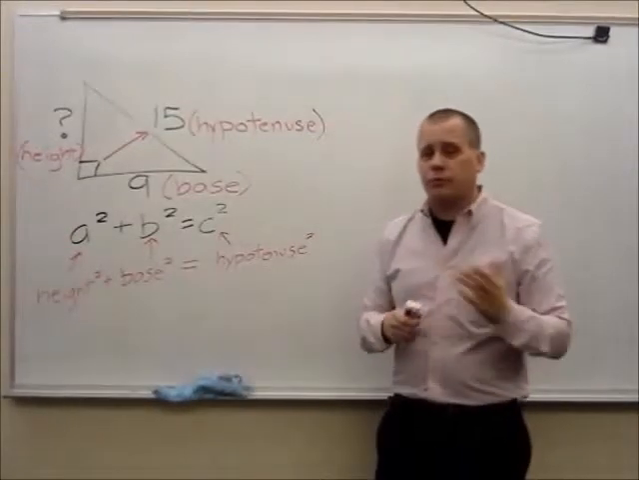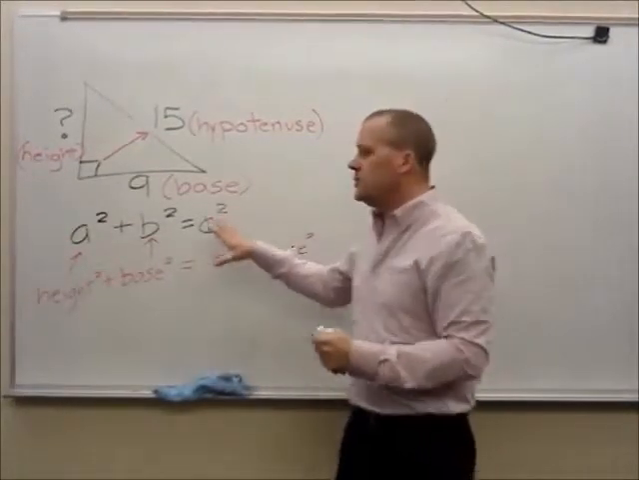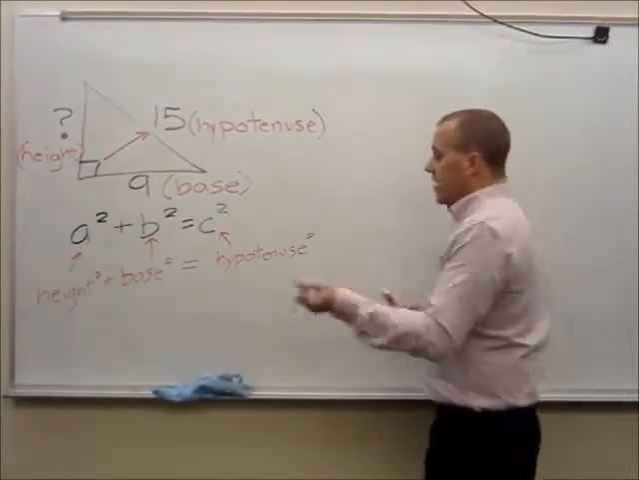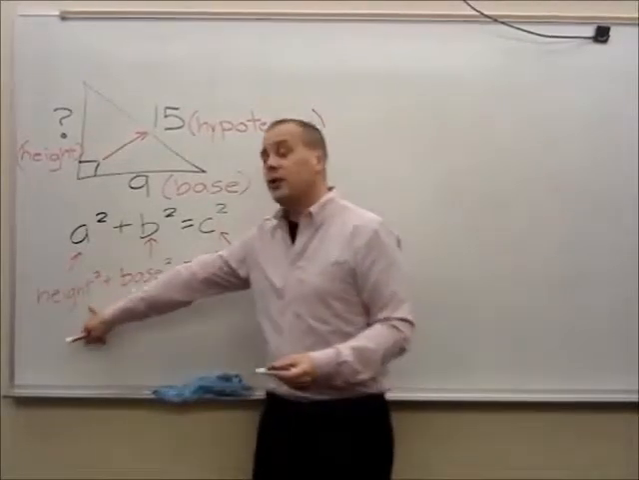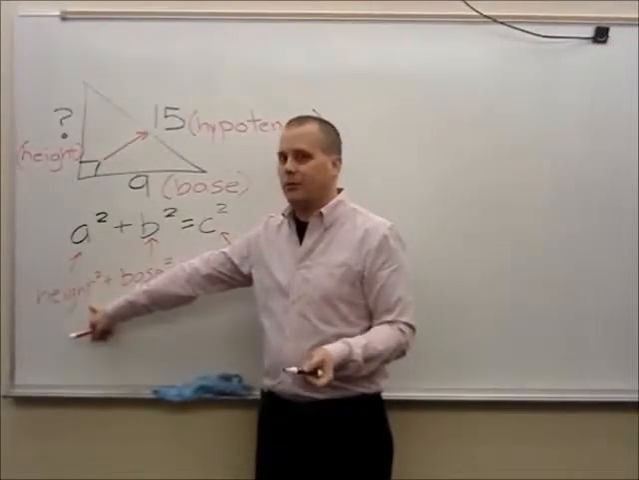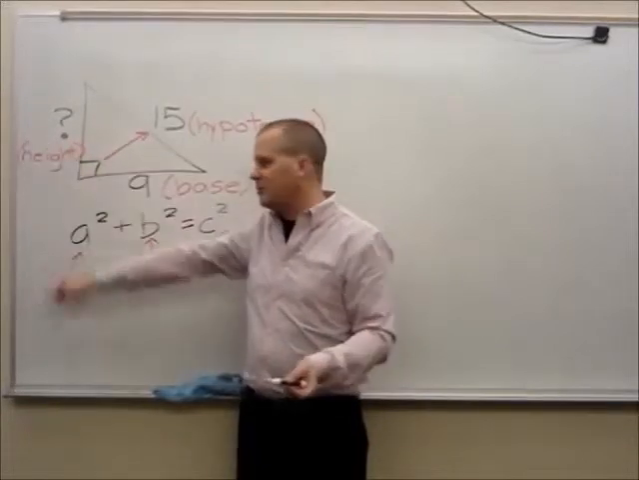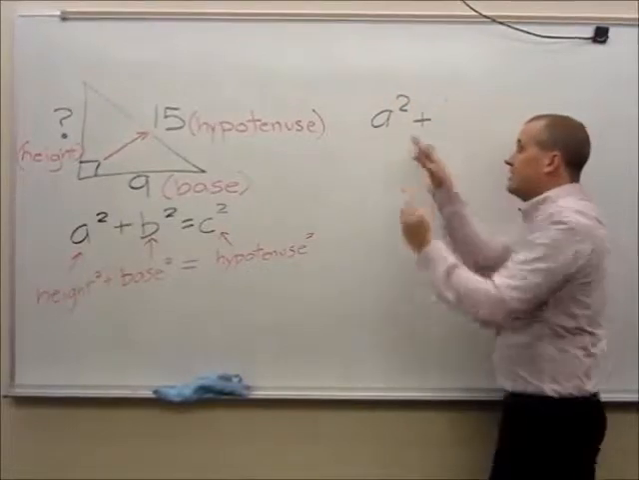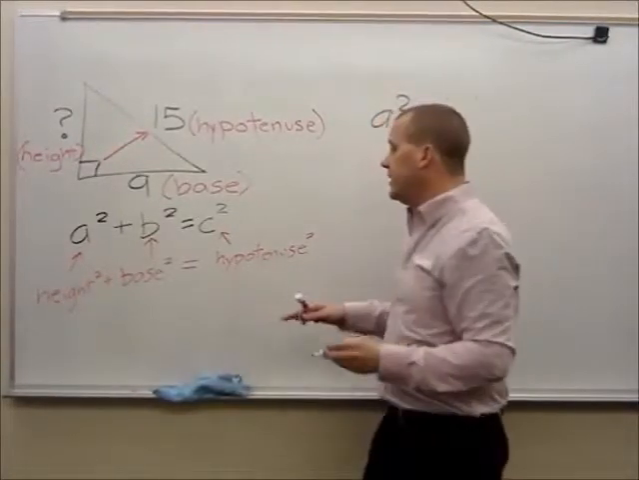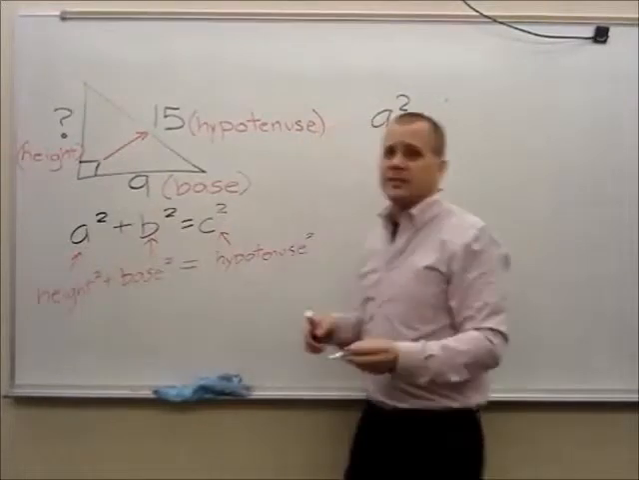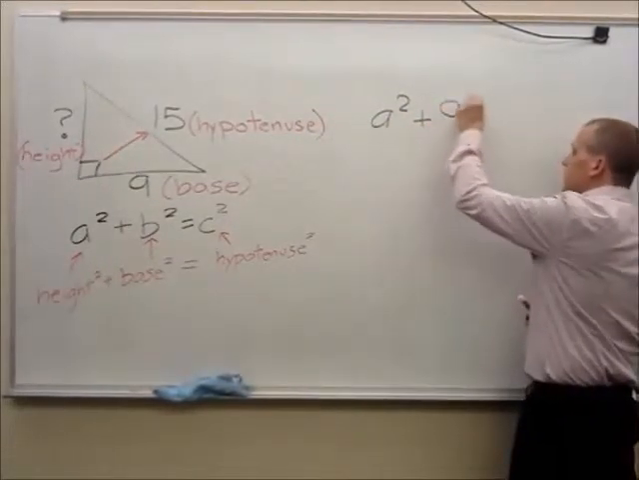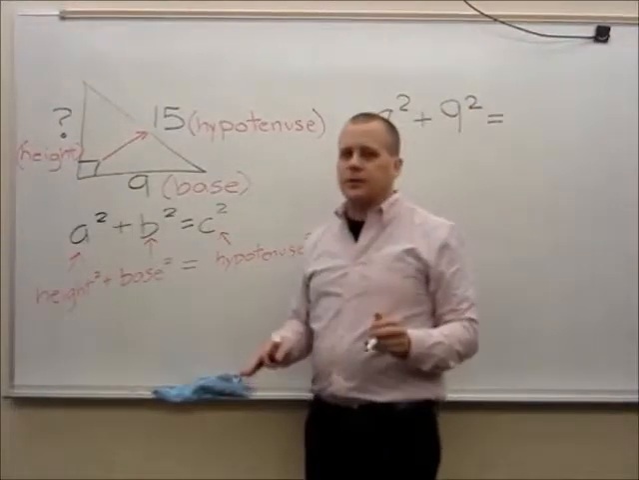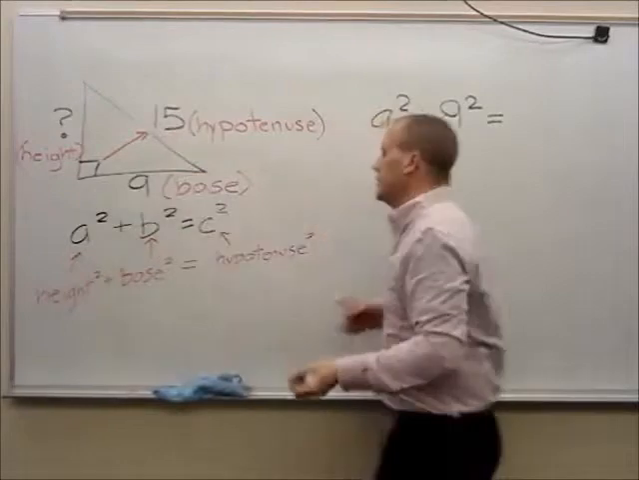Now, as I go through this, all I have to do is go back to my formula and start substituting in those values. So instead of A, I want to know what my height is. Well, I don't know what it is, thus the question mark. So I'm going to leave A squared exactly the way it is, because remember, I don't know what the height is. Now, I go to the next value, base. Well, I know what my base is. My base is 9 squared. And then last but not least, my hypotenuse. I know what my hypotenuse is. It's 15.